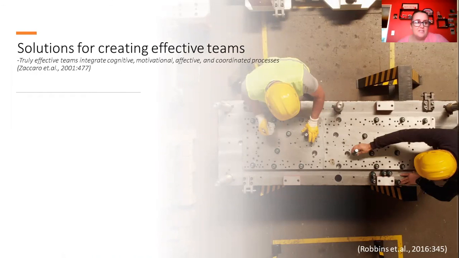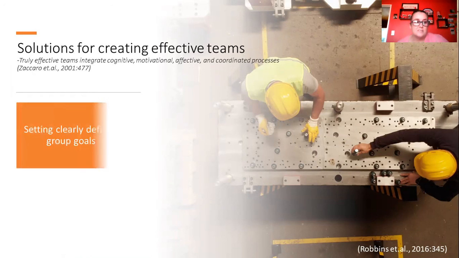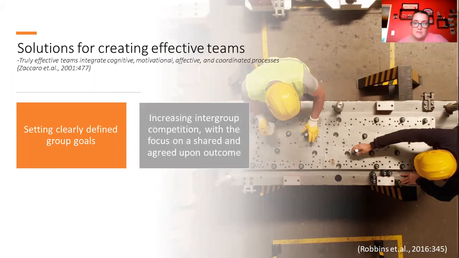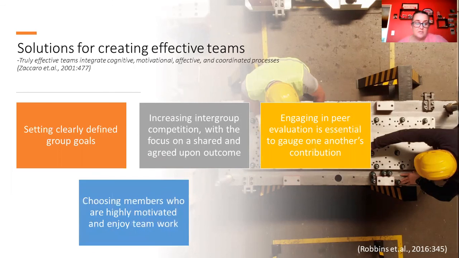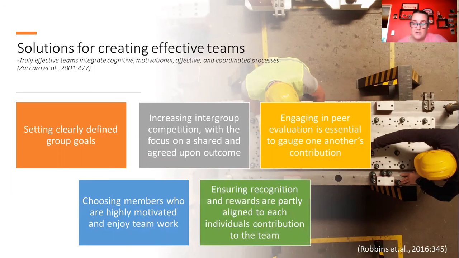Solutions for creating effective teams. Truly effective teams integrate cognitive, motivational, affective, and coordinated processes. Setting clearly defined group goals is very important. Increasing intergroup competition with the focus on a shared and agreed upon outcome. Engaging in peer evaluation is essential to gauge one another's contribution. Choosing members who are highly motivated and enjoy teamwork is important. Ensuring recognition and rewards are partly aligned to each individual's contribution to the team.